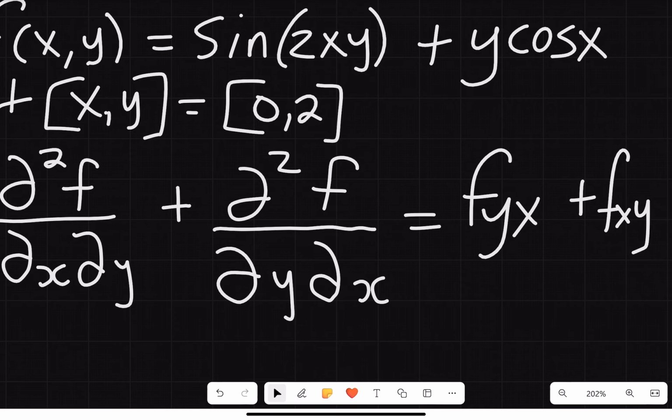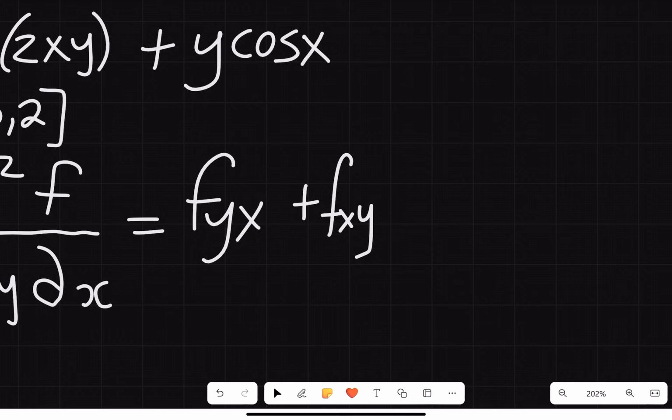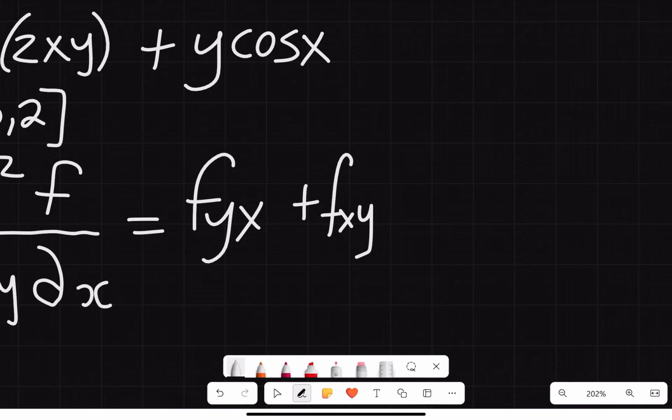Right. And then the exciting thing here is, according to Clairaut's theorem, the derivative with respect to x and then with respect to y is going to be exactly the same as the derivative with respect to y and then with respect to x. So this part will be exactly the same as that guy there. So we can conclude that it does not matter which order you start with. You can start with x first, then come with y, or you can start with y first, then come with x. The answers are going to be exactly the same according to Clairaut's theorem.